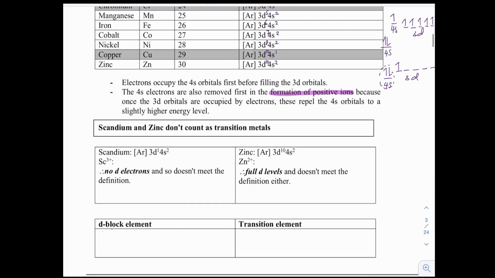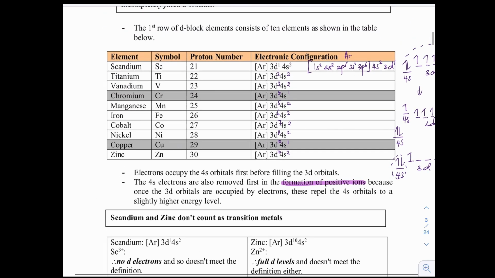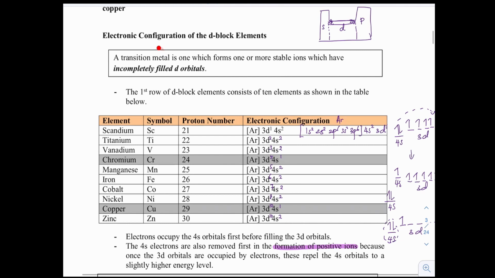Alright, now here the important thing is that we have to look at the definition of a transition metal. According to the definition, a transition metal is one which forms one or more stable ions which have incompletely filled d orbitals. Now take particular note of this. It must form one or more stable ions, and that particular stable ion must have incompletely filled d orbitals.